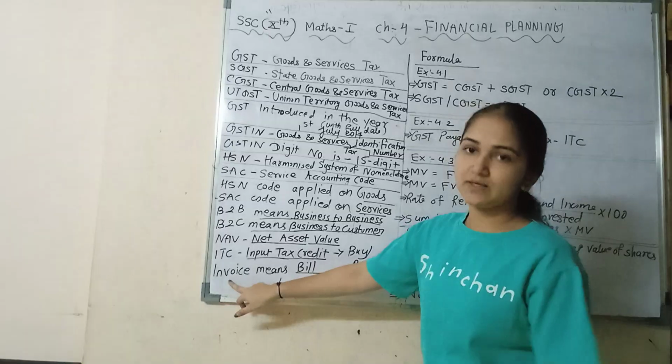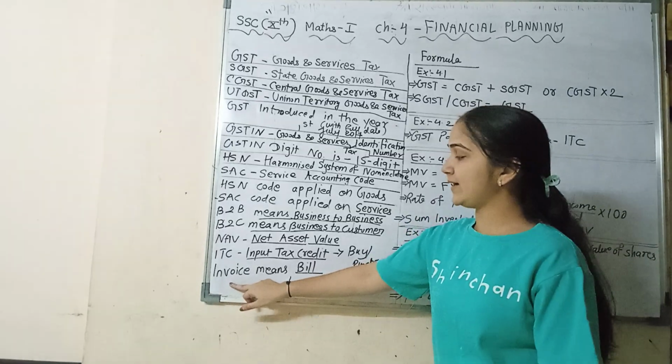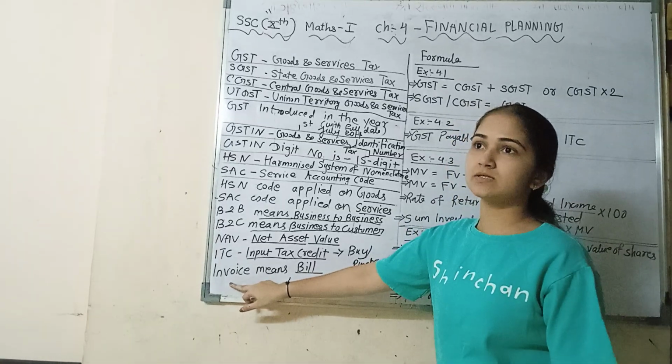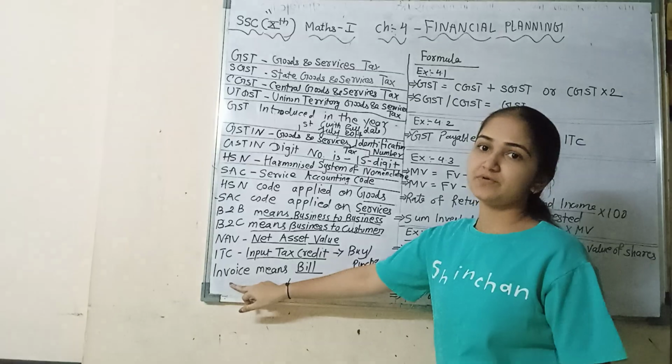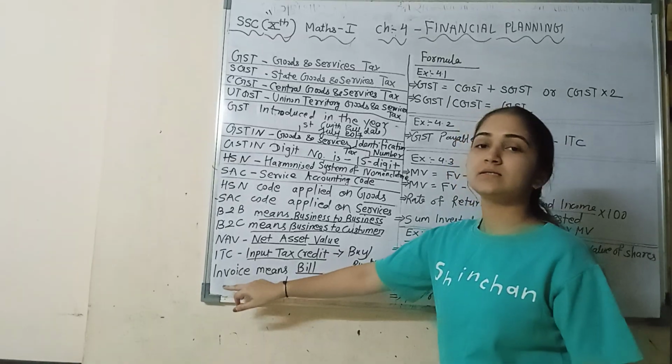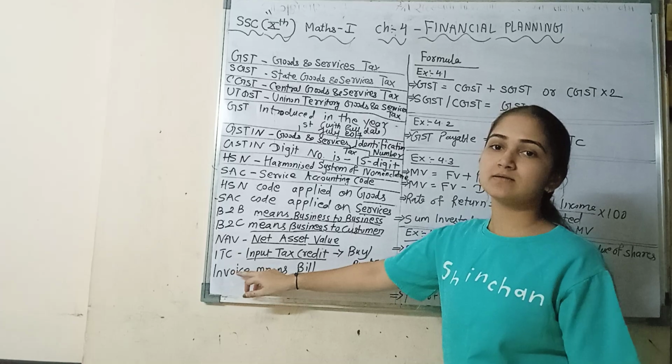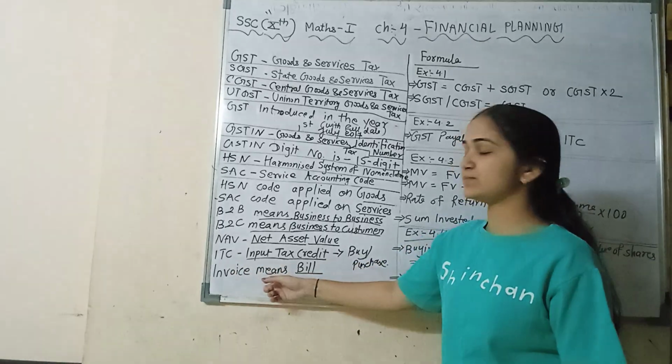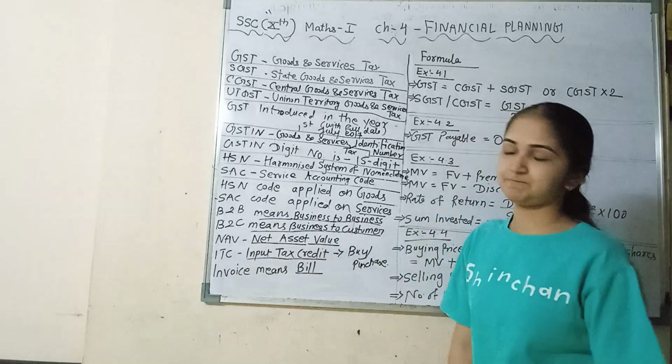Now the next one is the invoice. An invoice is a paper document which is mostly prepared by the seller when he or she sells something. So an invoice is basically a bill.